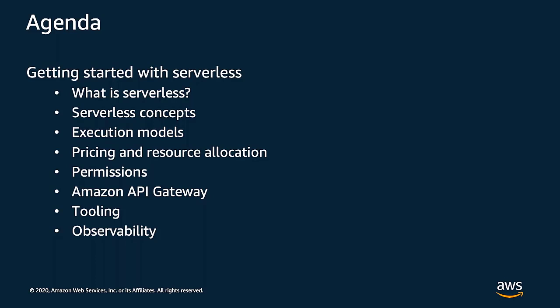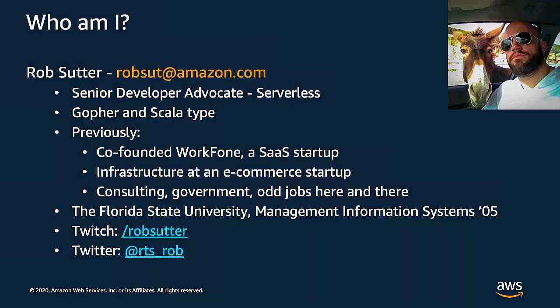We're going to talk about permissions, identity and access management, so that you can control both what has access to your application and the resources that your application itself can access. We're going to cover Amazon API Gateway, a key service for building your serverless web application. We're going to discuss some tooling that's available to help you build more effectively and more efficiently. And then finally, we're going to cover some basic observability so that you can understand what is happening with your web application, how your users are using it, and how you can improve it.